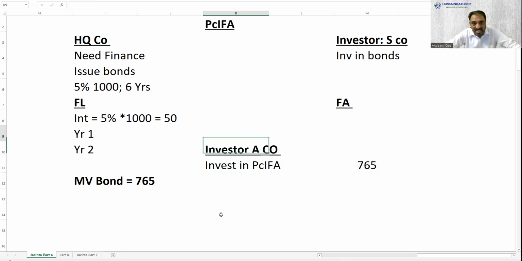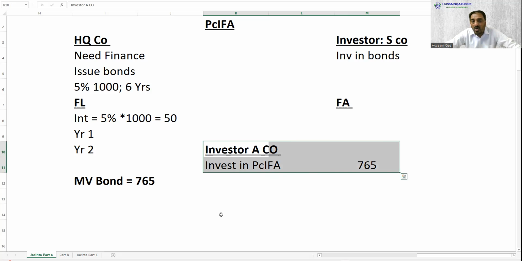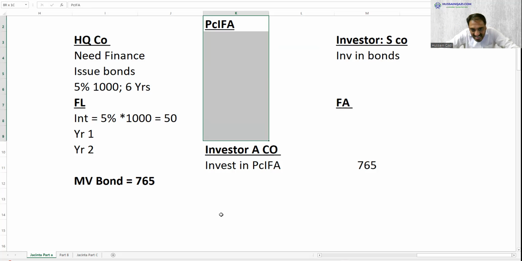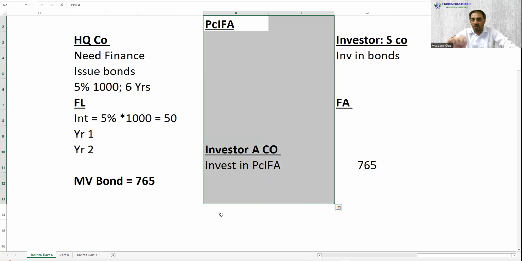Don't worry. The point is how to account for the investment in a purchased credit impaired financial asset by A company. So first of all, we have covered what the meaning of a purchased credit impaired financial asset is. And number two, our position is not H company. Our position is not the investor S company. Our position is this A company who purchased this purchased credit impaired financial asset. That's the point.